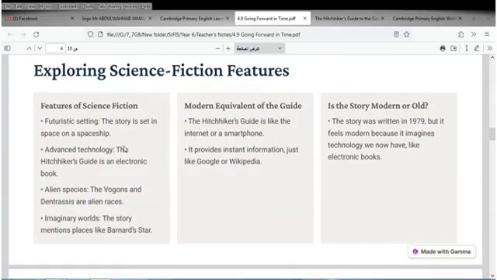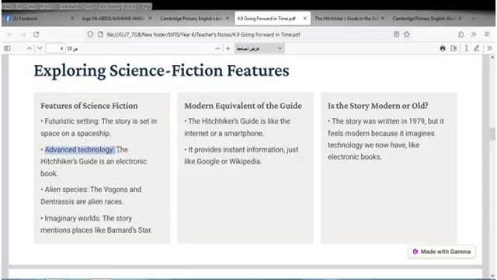Let's remember with each other what are the features of science fiction. From the word science fiction or sci-fi, we said that science fiction is what? It's a fiction based on science. So we have a futuristic setting. So the story is set in space on spaceship.